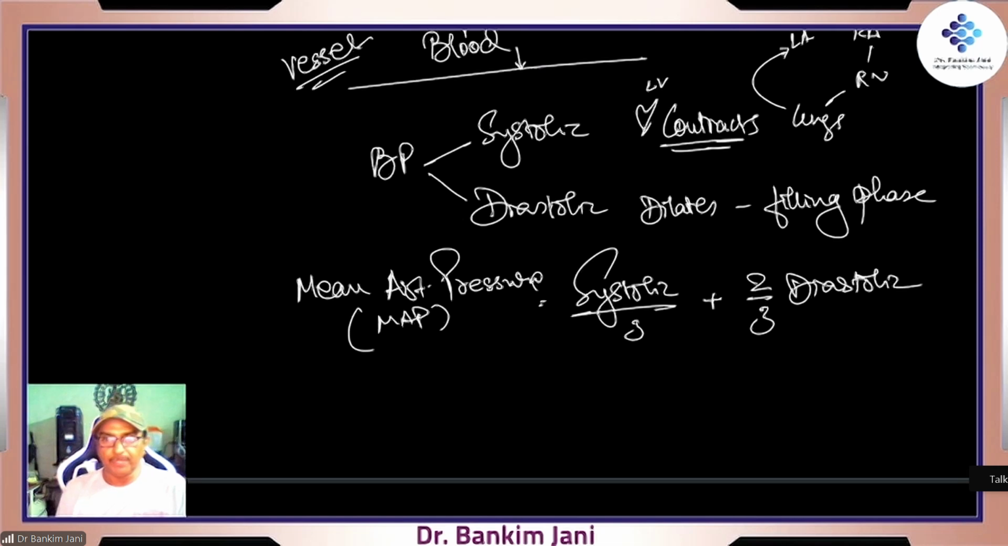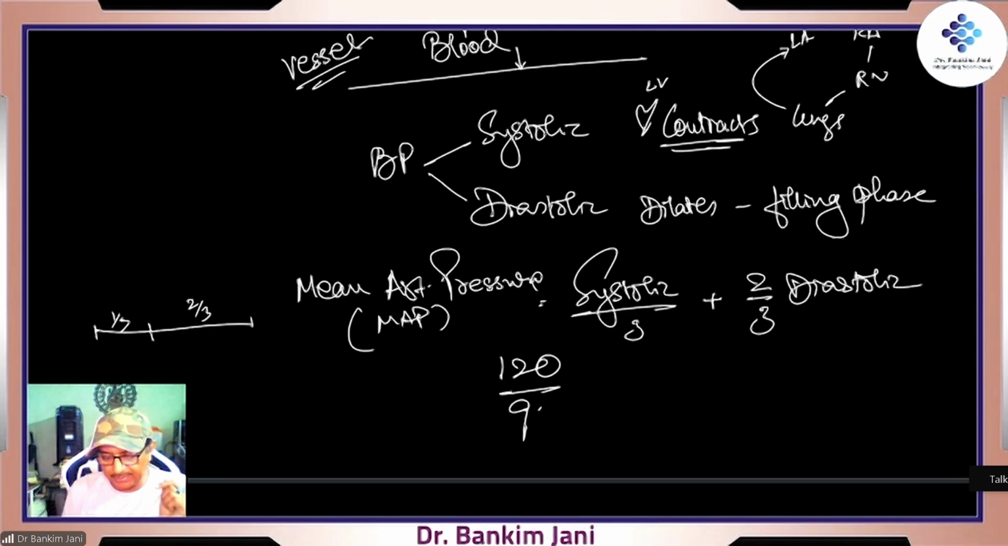Why so? Because of the amount of time spent in the entire cardiac cycle, 1 unit. So systole is faster, diastole is longer. It is like 1/3 phase is for systole, and the 2/3 phase is for diastole. So when the blood pressure is 120/90, we have to calculate it like this: 120, systolic, divided by 3, plus 90, which is multiplied by 2/3.